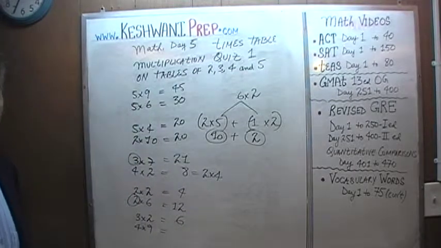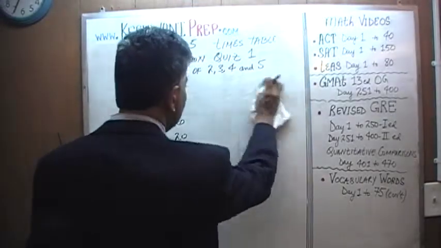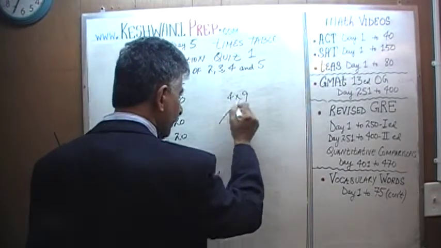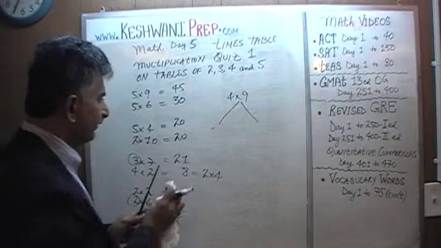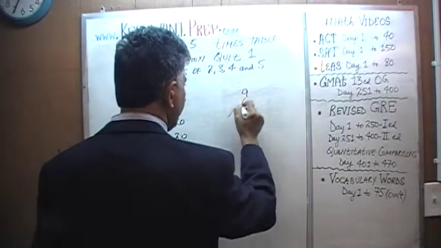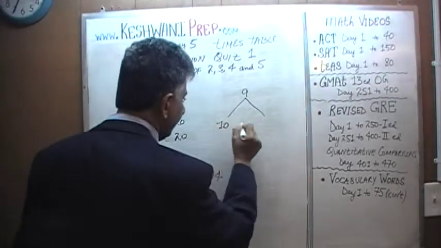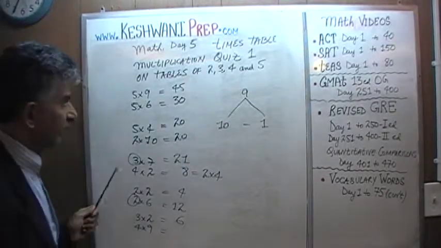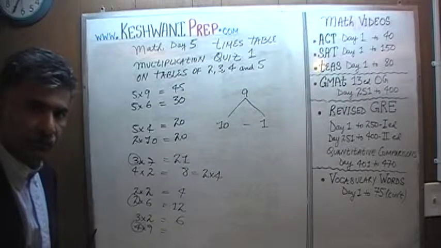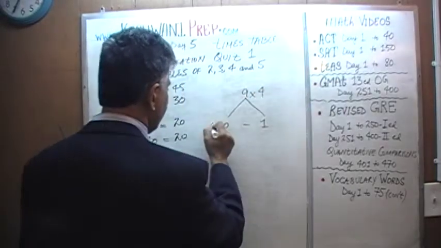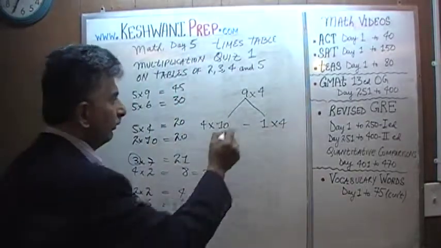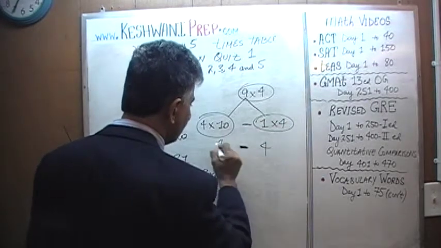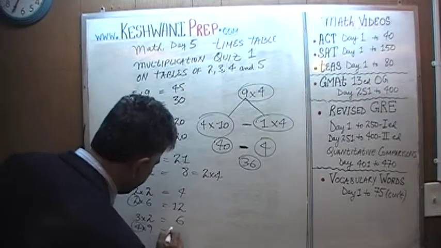How about 4 9s? Now 4 9s is a tricky one. Let's first talk about 9 by itself. 9 can be written as 10 minus 1. Won't you agree? Now the question is, how many 9s do we have? We have 4 9s. We have to figure out how many 4 9s are, so multiply everything by 4. And there we go. 4 9s are going to be 4 10s, which is 40, minus 4 1s, which is 4. 40 minus 4 is 36.